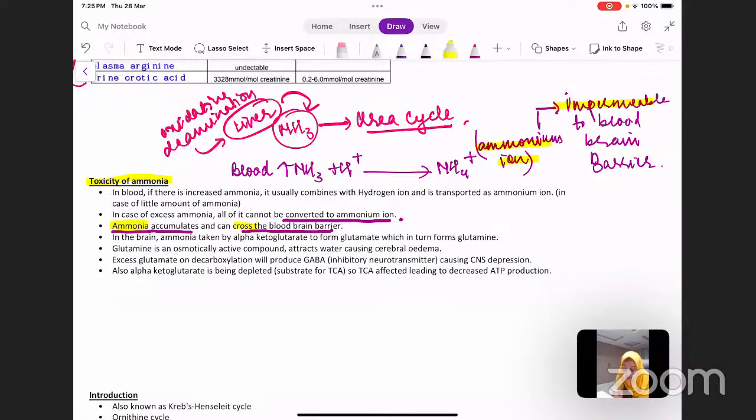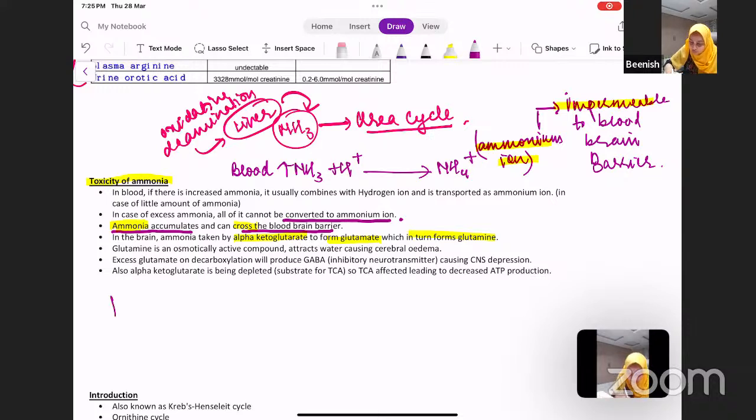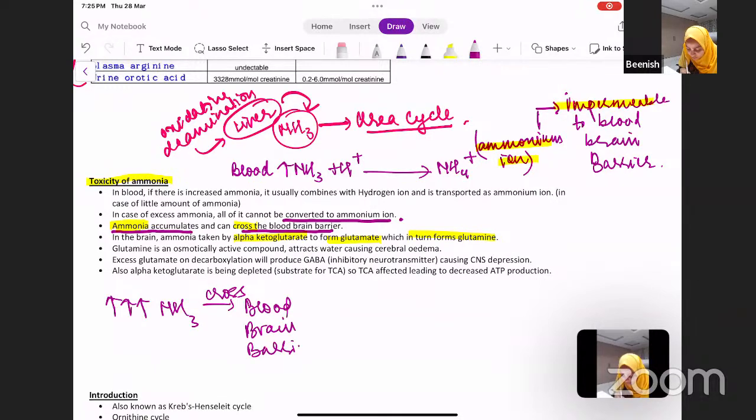Cross the blood-brain barrier. So what happens? In the brain, ammonia is taken up by alpha-ketoglutarate to form glutamate, which in turn forms glutamine. So what is happening? Your excess ammonia is crossing the blood-brain barrier. So it reaches the brain.